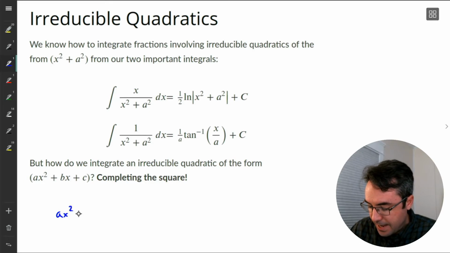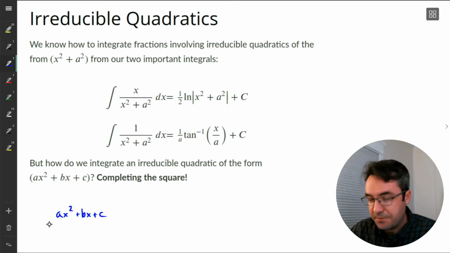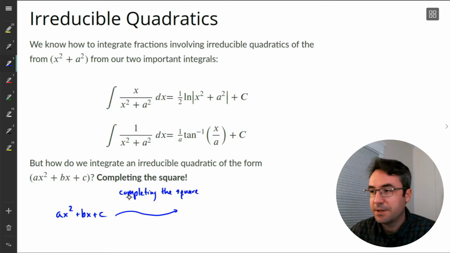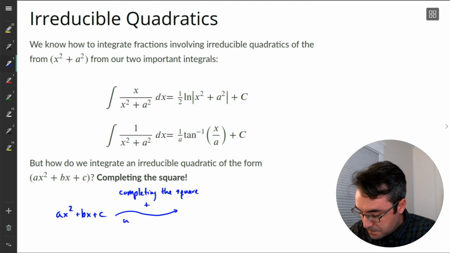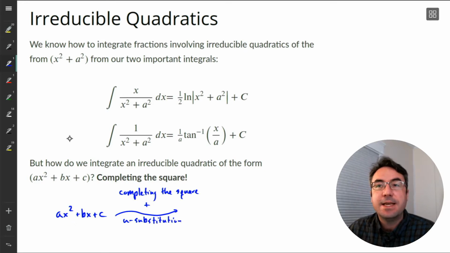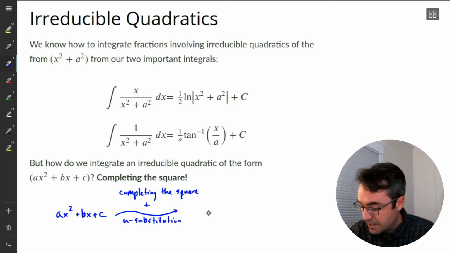So if we have ax squared plus bx plus c, if that's our irreducible quadratic, we're going to be able to use completing the square plus a u substitution. Told you u substitution. That's our go-to strategy here. So it always works its way into these problems. So we're going to do both. We're going to do a completing the square and a u substitution. And that's essentially going to convert it from this format into our other format. So we'll get something of the form u squared plus a squared.